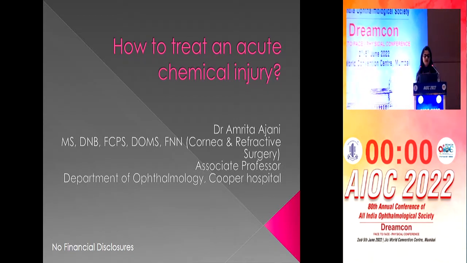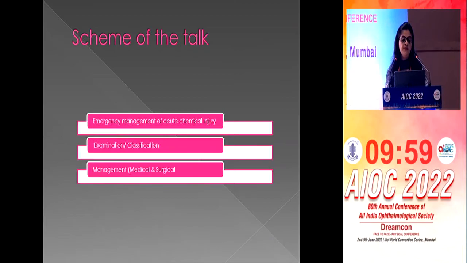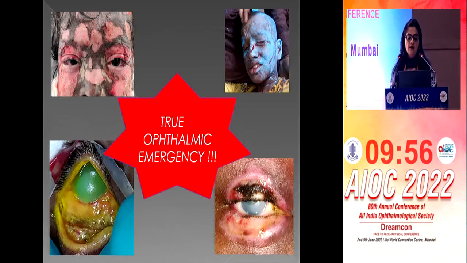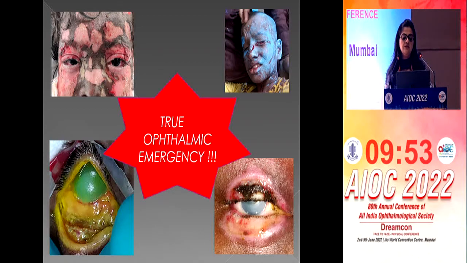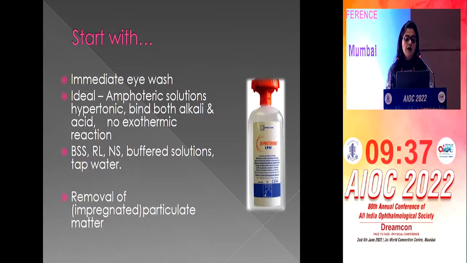I'll be speaking on managing the acute phase of chemical injury, and this is the scheme of my talk. Chemical injury is a true ophthalmic emergency, and we should keep in mind that besides the ophthalmic presentation, the patient could also have bodily injuries, respiratory symptoms or laryngeal edema, and that also needs to be taken care of. As far as the ophthalmic treatment is concerned, the first and foremost is immediate eye wash, for which the ideal solution is diphoterine, which is amphoteric, meaning it can neutralize both acid and alkali, and it is not exothermic, meaning it does not release any heat.